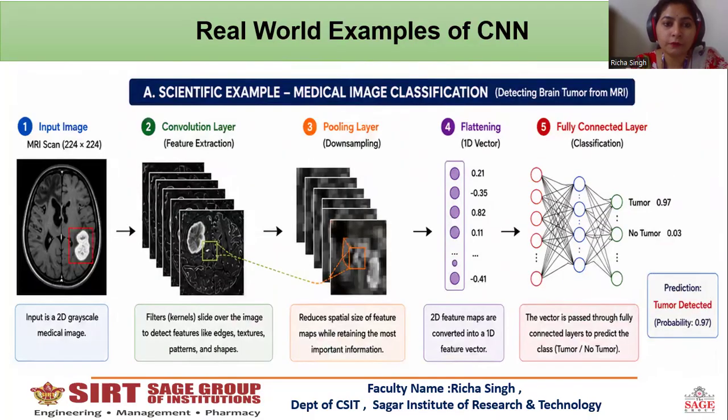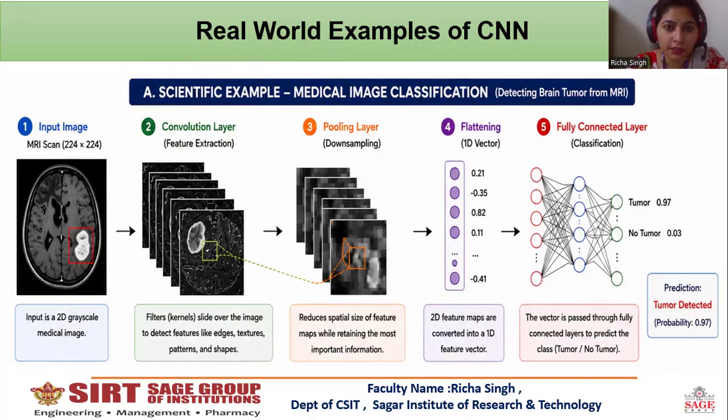A real world example of a convolutional neural network is medical image classification, where we need to detect a brain tumor from an MRI. I have a black and white grayscale image of a brain, which is an MRI scan of 224 by 224. That 224 by 224 means the height and width. Actually, the height and width of that image is 224 by 224, which is a 2D grayscale medical image, and that image is given to the convolution layer.